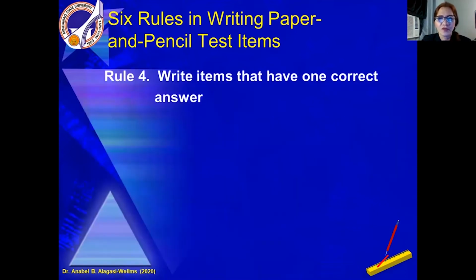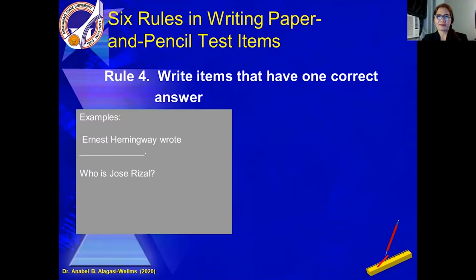Okay, rule number 4, write items that have one correct answer. Examples. Ernest Hemingway wrote blank. So we are expecting so many answers because Ernest Hemingway is a prolific writer. Rather is, who is Jose Rizal? So there are so many answers.